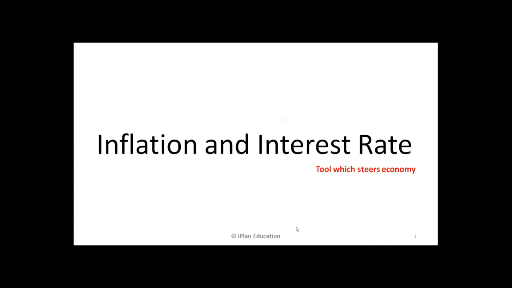Now today we're going to understand economic analysis for forex trading, which can be applied in equity as well as commodity. So we'll start with the very important concept of inflation and interest rates. These are the tools which actually steer your economy.